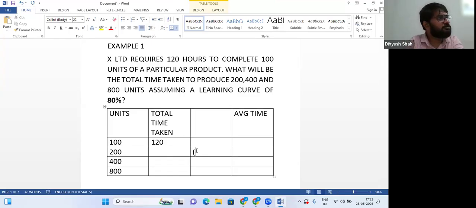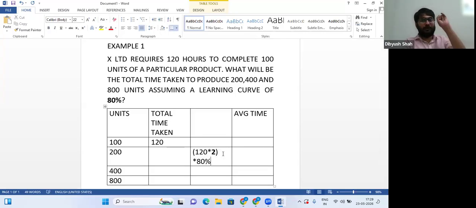100 units took 120 hours. So ideally when the production doubles, you should take 120 into 2. Ideally, if to make 100 units, you are taking 120 hours, to make 200 units, you should take 240 hours. That is 120 into 2. But because there is learning curve, you will only take 80% of the total time. Very simple.